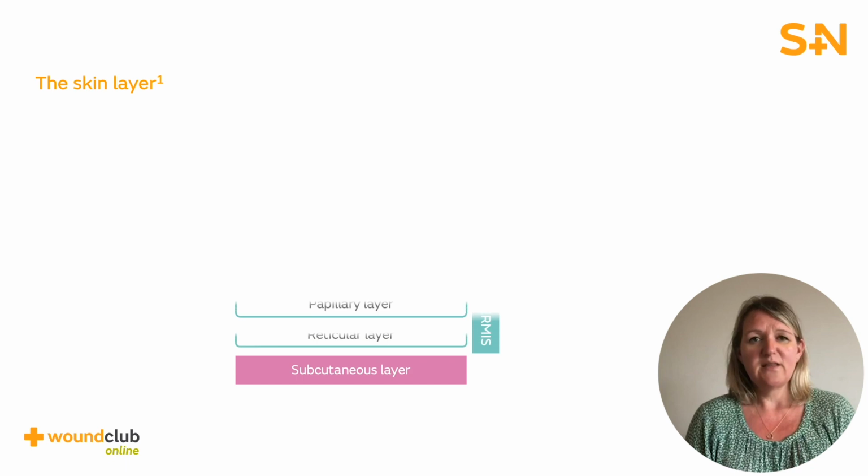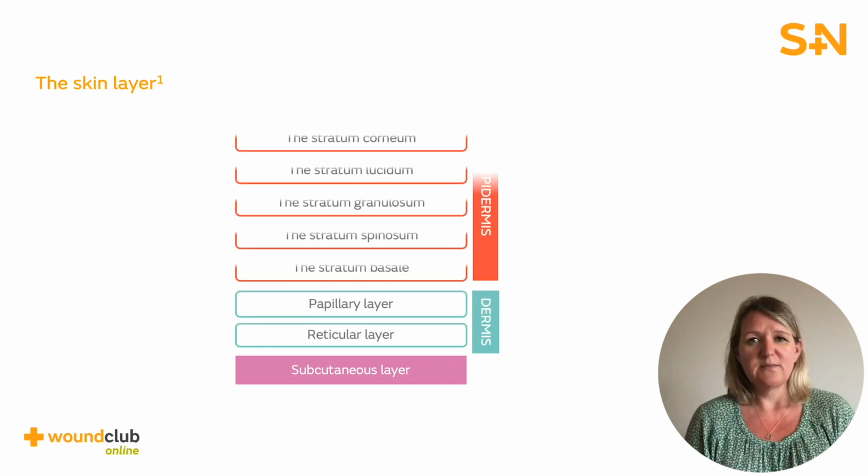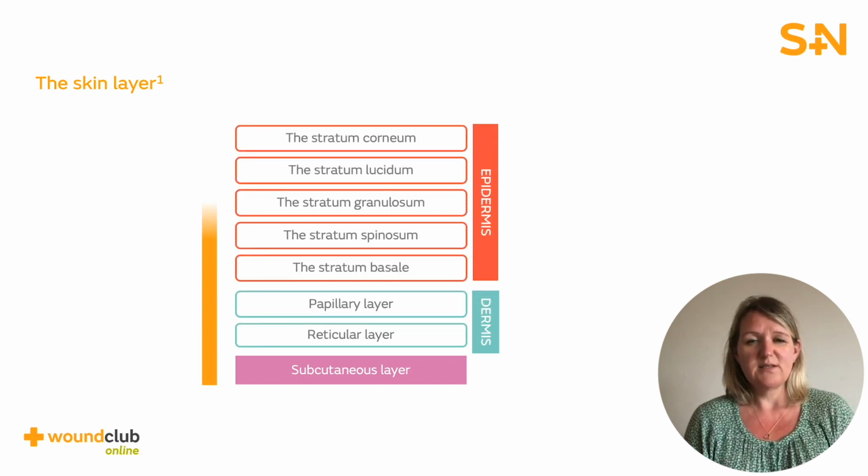The epidermis and the dermis are made up of sublayers. You can see in the epidermis that there are 5 cell layers. The stratum basale is the nearest layer to the dermis. It's the only layer that consists of cells capable of division.